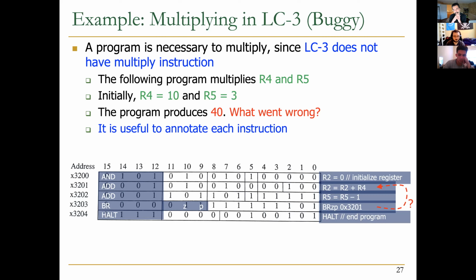So you mean that we start R2 with, instead of 0, a negative number of what exactly? Negative R4. So in this case, negative 10. Yes, you could do that, but it's not very clean, right? Definitely you can start with a negative number, but you don't want to do that. It's not really a clean program, right? But obviously it produces the right result. Is there any other way?